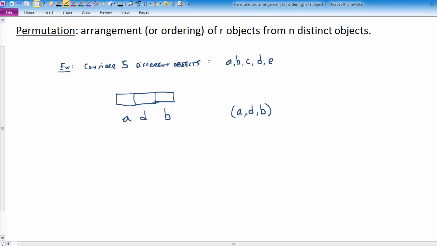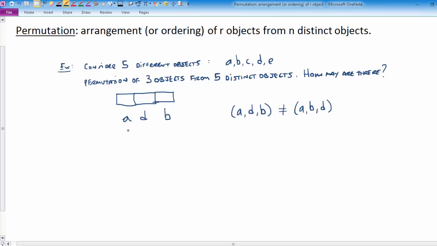So in other words, ADB is different than ABD. So this is one permutation, and this is another permutation. We are permutating 3 objects from 5 distinct objects. Now, the question that we're going to answer in this section is how many are there? So here's one permutation, here's another permutation. I could have C, A, E.